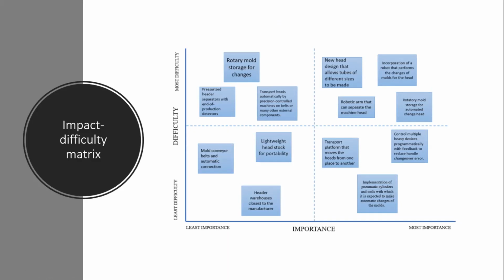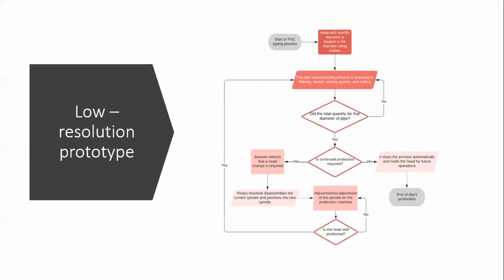Next. Finally, for the low resolution prototype, we established different states, like the manufacturing process for the whole system: if the quantity of the diameter pipe is correct, if the production is okay, or if it has to be changed. So it makes a feedback check before changing the heads.